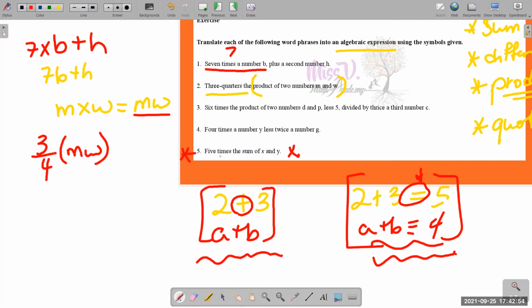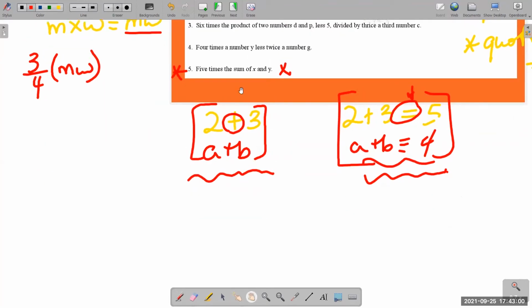Let's do number 5. 5 times the sum of X and Y. So let's get the first part. Everybody, how do I find 5 times the sum of X and Y? Before I multiply by 5, I must find what? The sum of X and Y. How do I write the sum of X and Y? What is the expression? Take a try.